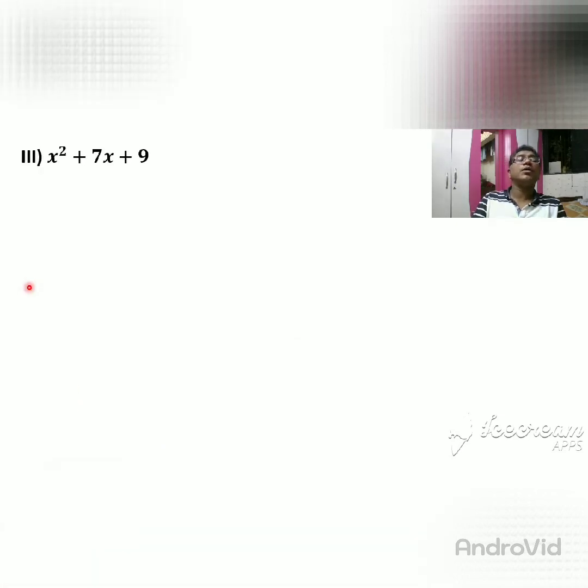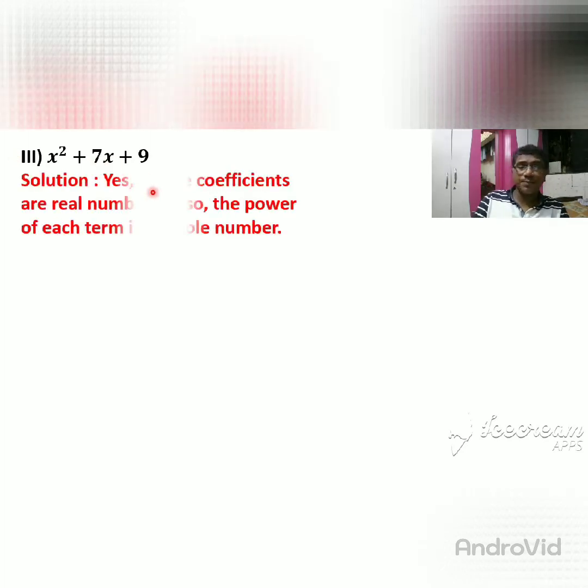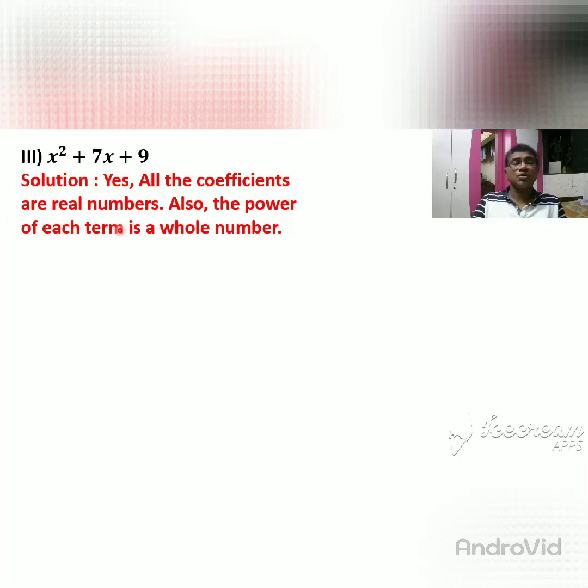Problem number 3: x square plus 7x plus 9. They are having 3 terms, and so it is a polynomial. Yes, it is a polynomial because it is having 3 terms and the indices are always positive here, so it is a polynomial.